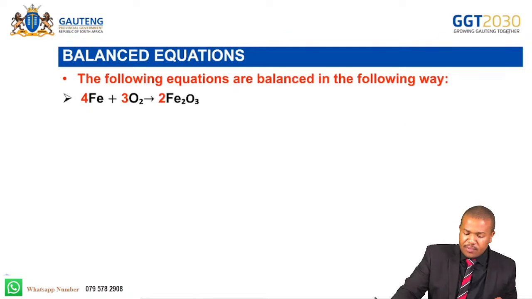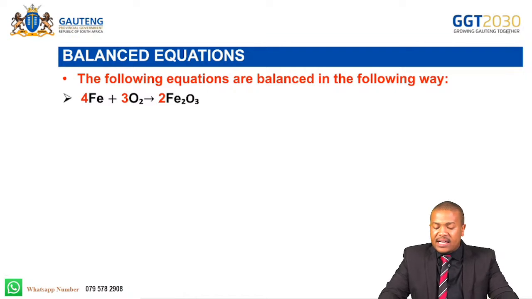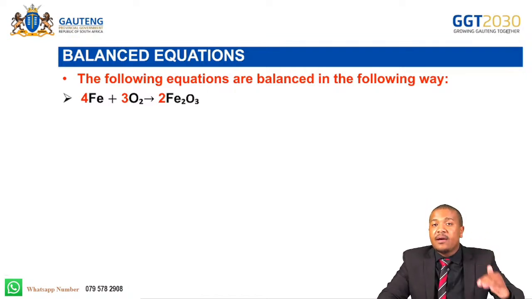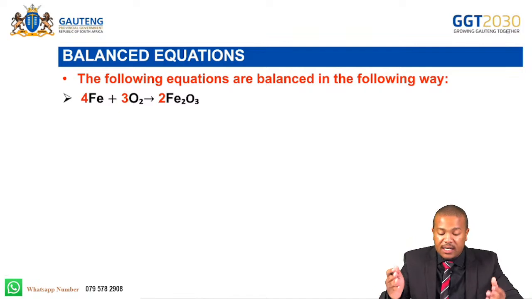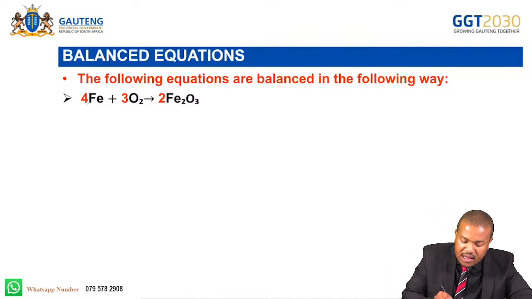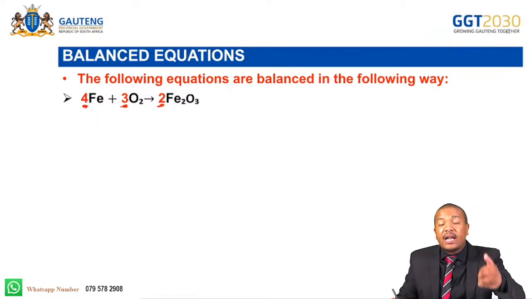So now let's move on with our lesson. The following equations are balanced in the following way. They must have the same type and number of atoms on either side, the reactant side as well as the product side. Now, when looking at these coefficients that have been put in front of the molecules, or in front of the chemical formulas, these coefficients multiply what?